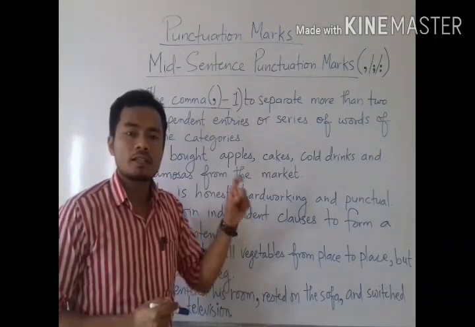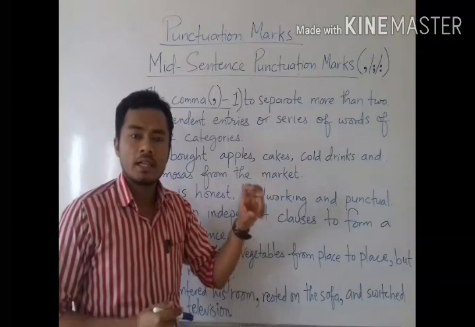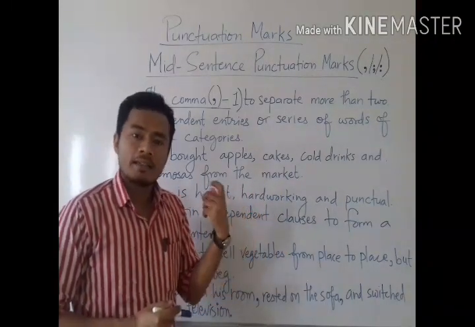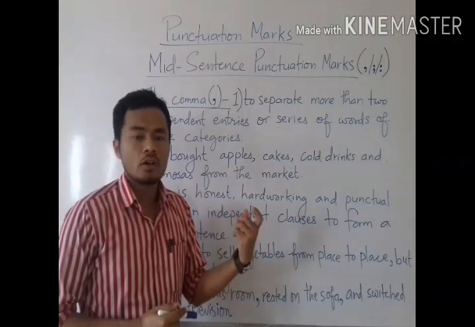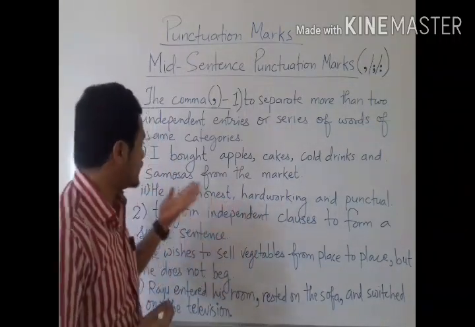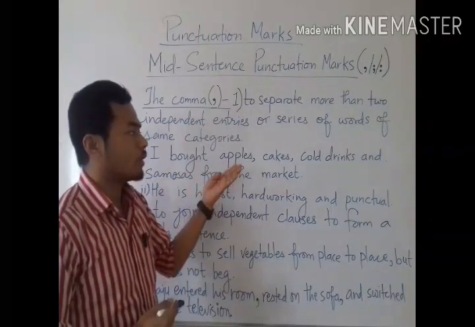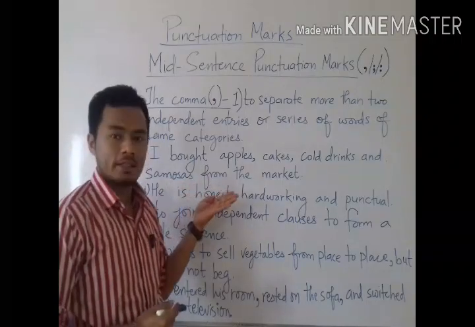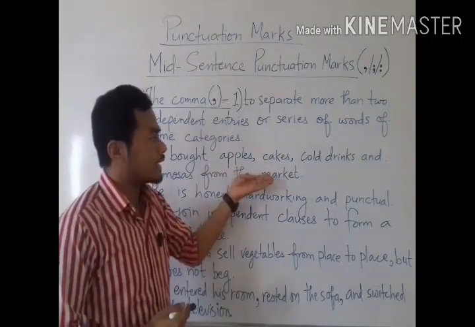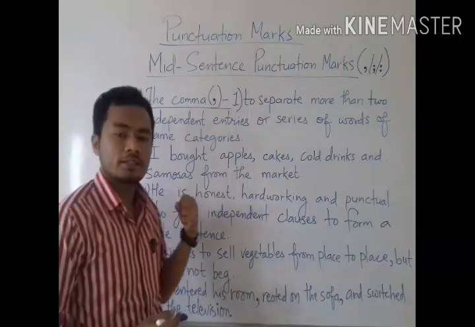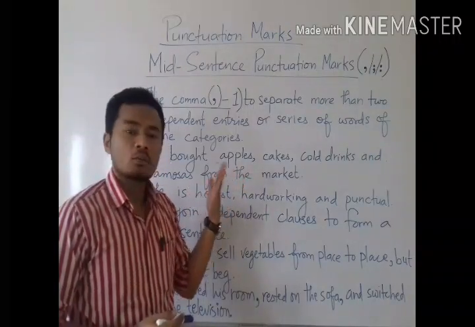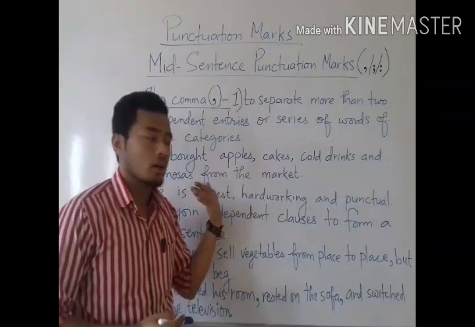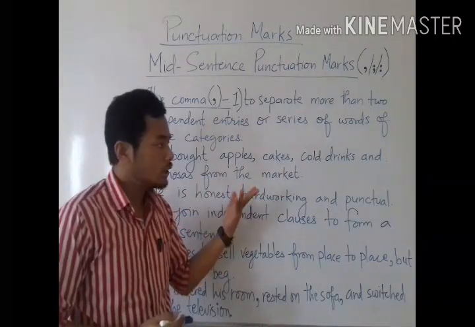See, if we put a series of words that belong to the same category, in that case also we have to use a comma. I have written an example: I bought apples, cakes, cold drinks and samosas from the market. See here, apples, cakes, cold drinks and samosas. These four words are words of the same category. That means these four words are names of food.